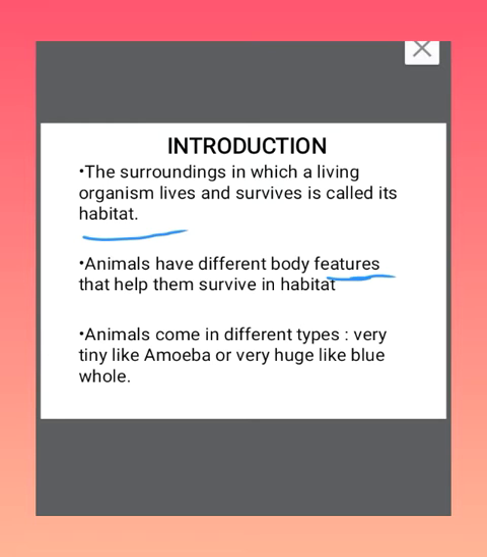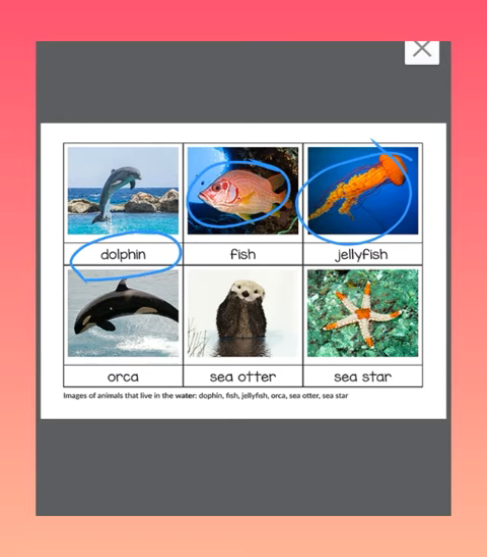Now the third point is that animals come in many different types, very tiny like the amoeba, or very huge like the blue whale. We'll study this in detail again so that you all can understand what all things are there.